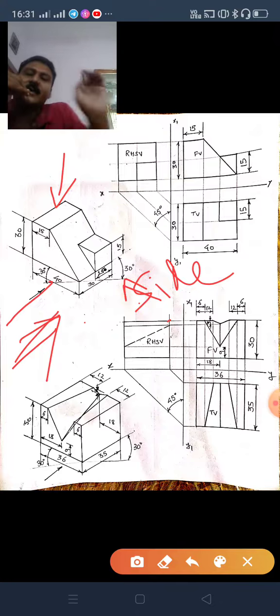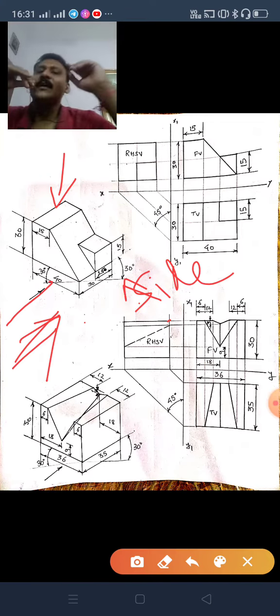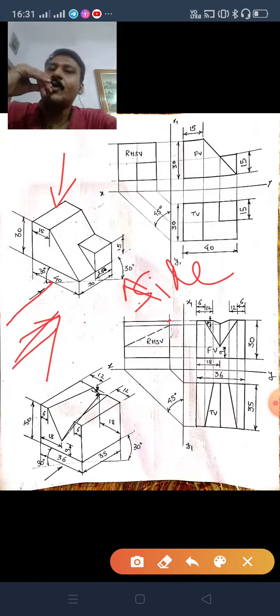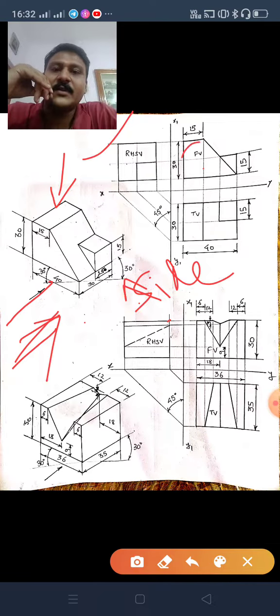So this is the right hand side view. Definitely, if you are drawing the right hand side view, then you have to draw it on the left side. See here, right hand side view it is written, but it is drawn on the left side. Okay, this is the front view. See, this is the right hand side view, and this is the top view.